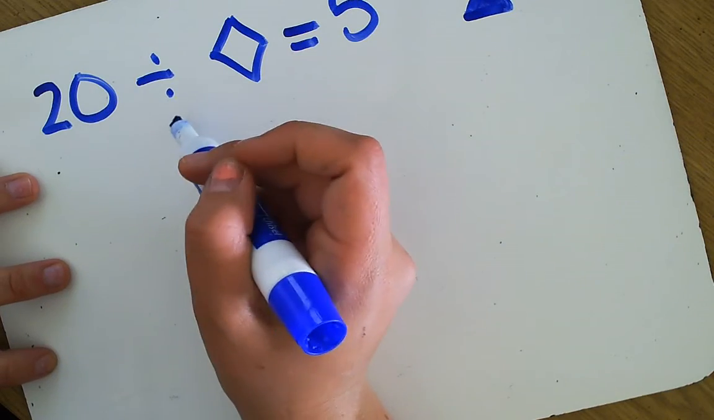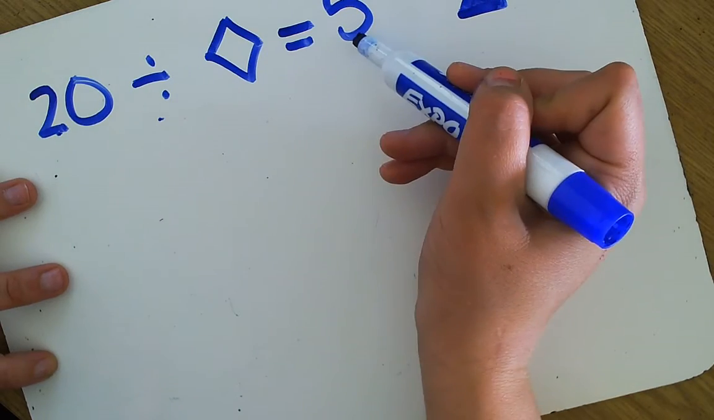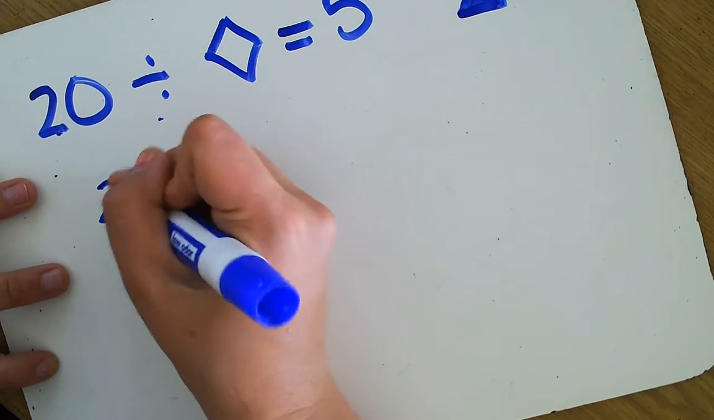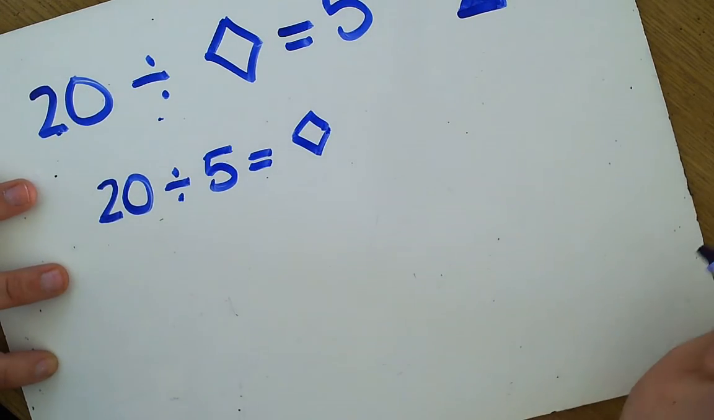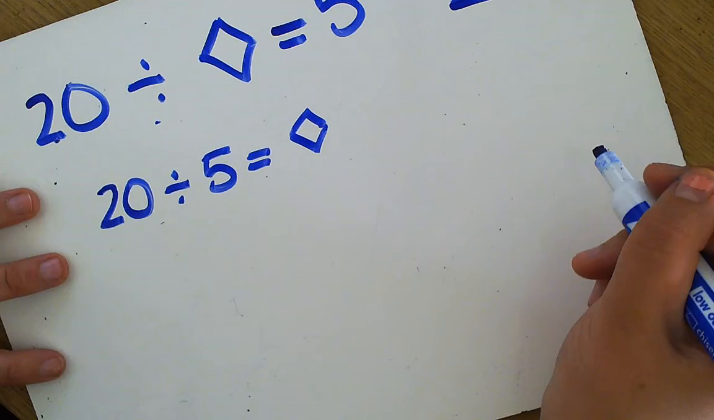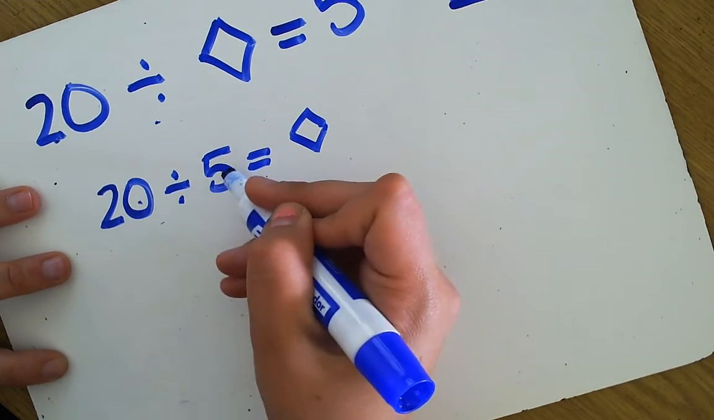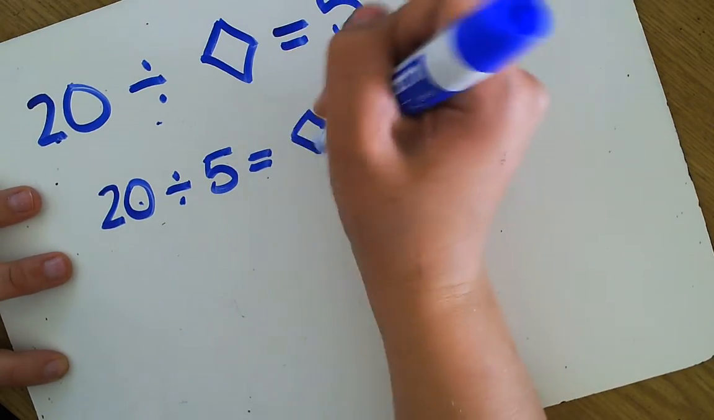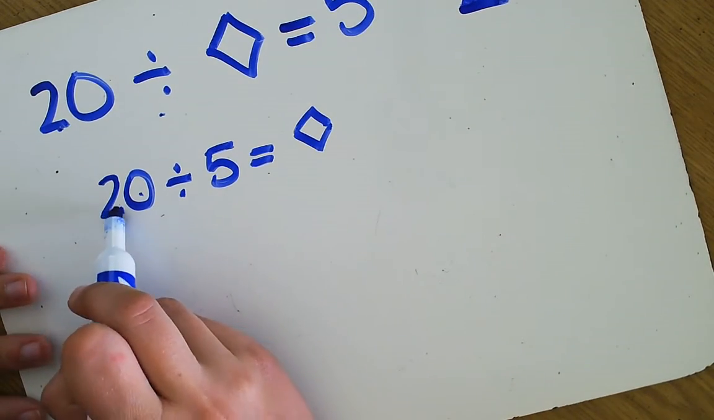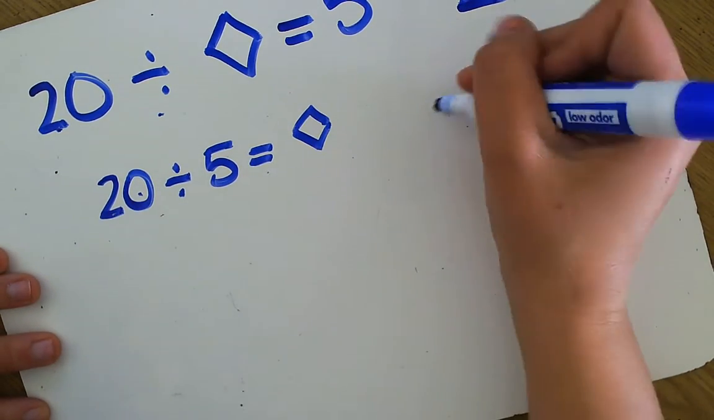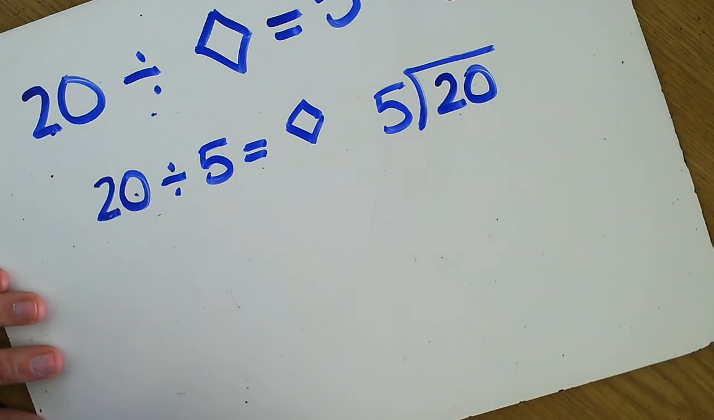Because of how multiplication and division are related, I know that if 20 divided by something equals 5, then I know the exact same thing, 20 divided by 5 is equal to that unknown. We learned that it doesn't matter whether you are doing 20 divided by 5 or 20 divided by whatever that other thing is. They're going to both equal the same thing. So to solve this, maybe I could do just 20 divided by 5, or maybe I want to use counters.